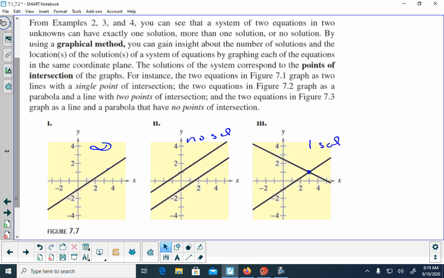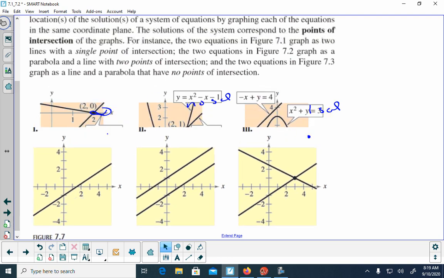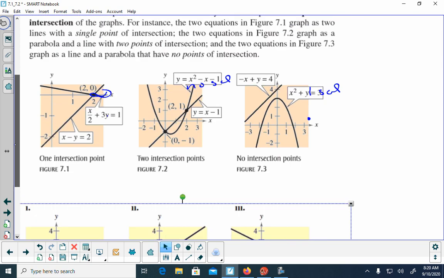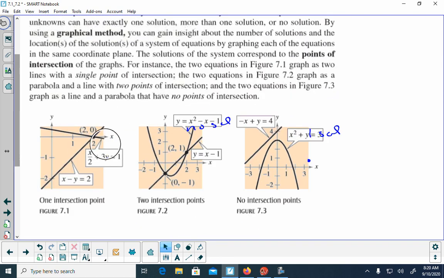Now what we're doing, since we're taking nonlinear equations, and let me get this out of the way. We're now going to have things like this where we can have one solution, we can have two solutions, and we can have zero solutions. So here's your one solution, two solutions, zero solutions. And so with something that's not linear, that gives you more options. Unless it's two linear equations, you can't have like a quadratic and linear and get infinitely many solutions. That's just not going to happen.